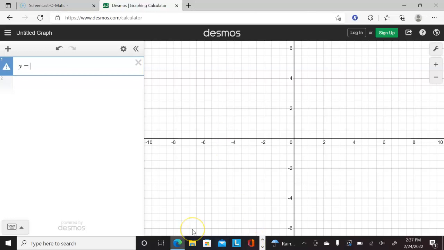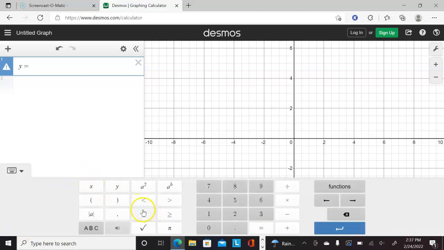Sorry, lost my equation. I'm trying to find it on my other computer. There we go. Y equals absolute value x plus 6. So I'm going to put my keyboard on. Absolute value x plus 6.